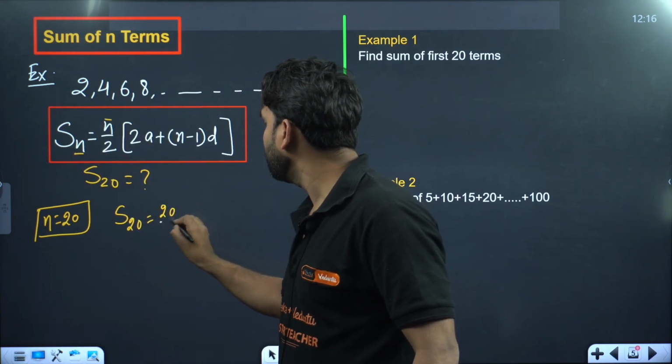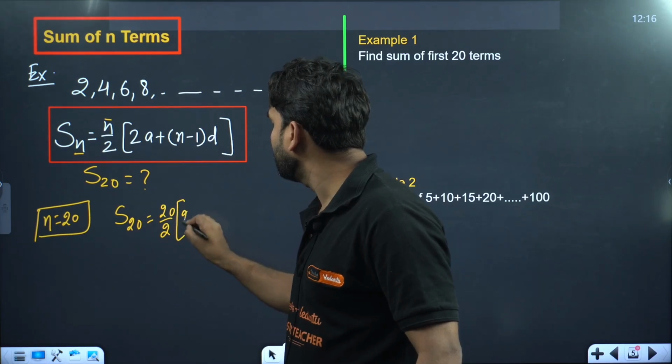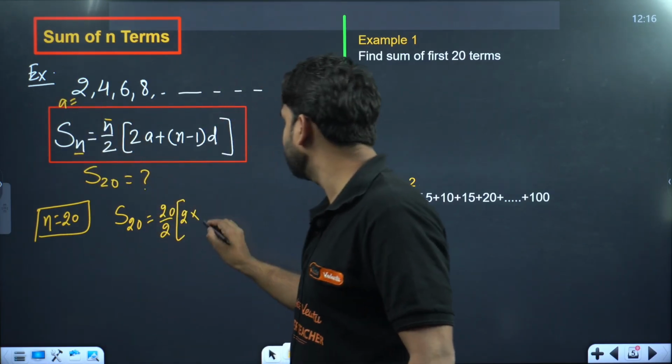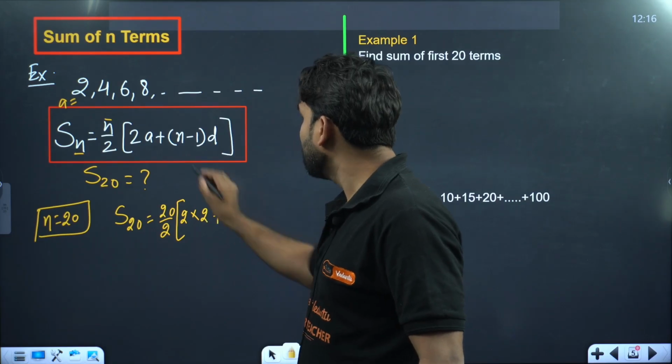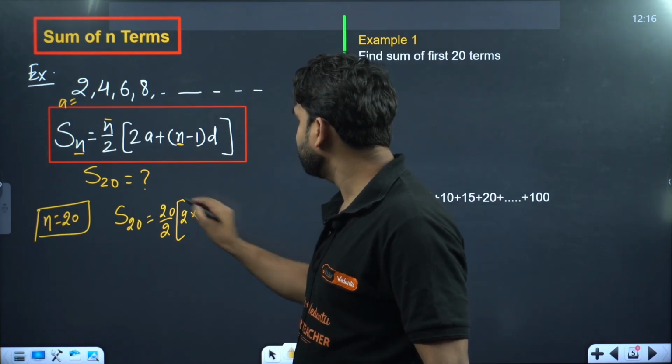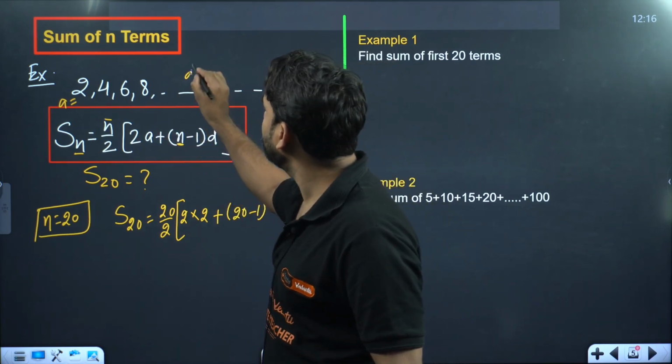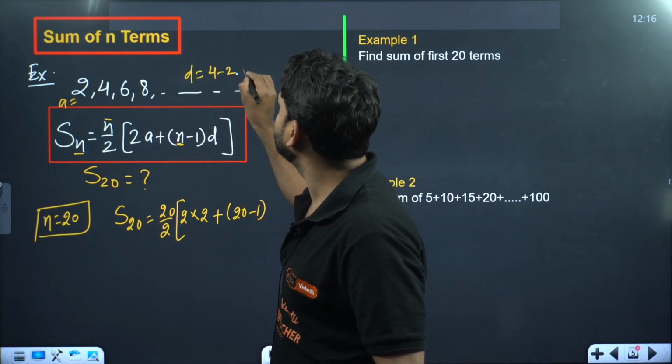20 divided by 2, and here 2 into a. Where is a? This is a here, right? A is 2, plus again n here, so at the place of n, 20 will come, minus 1. And what is d here? D is equal to 4 minus 2, which is equal to 2.